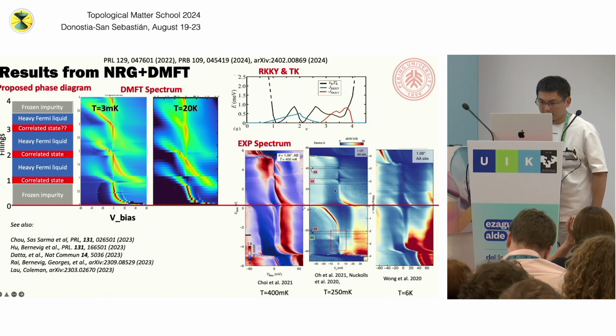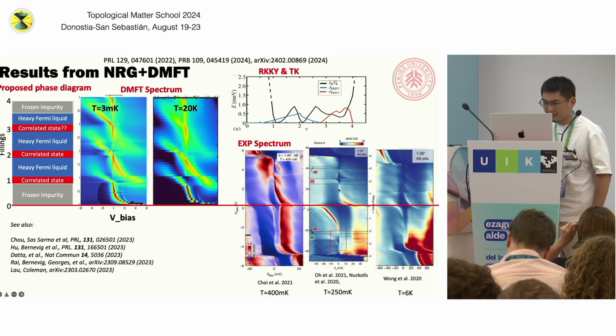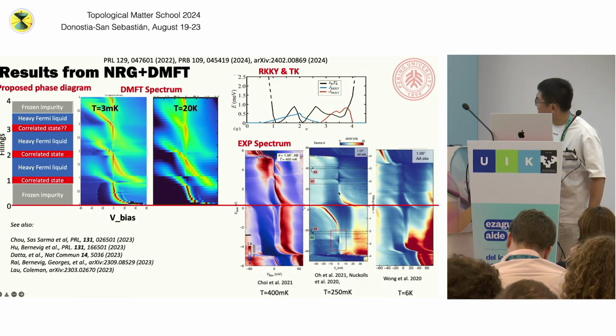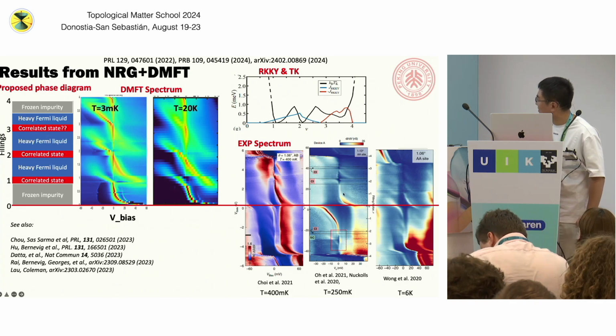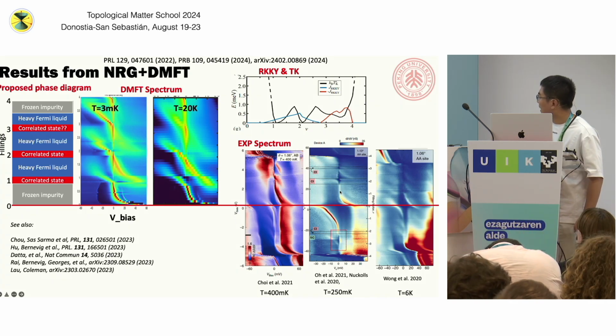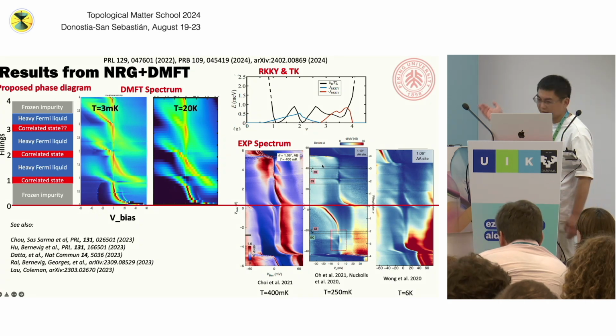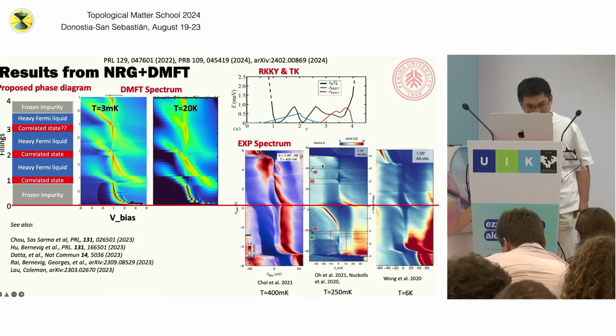For example, in this experiment, we can see that between the filling 1 and 2, there is a zero energy peak-like thing around here, right? And if you increase the temperature, it disappears. So we interpret this as the Kondo physics. Okay.